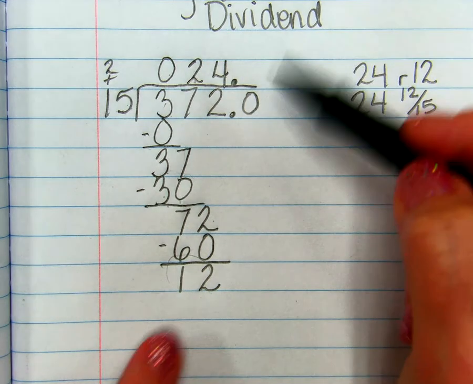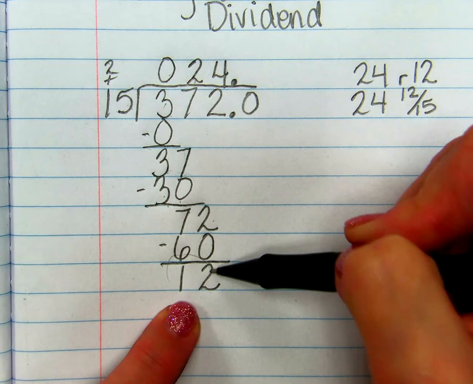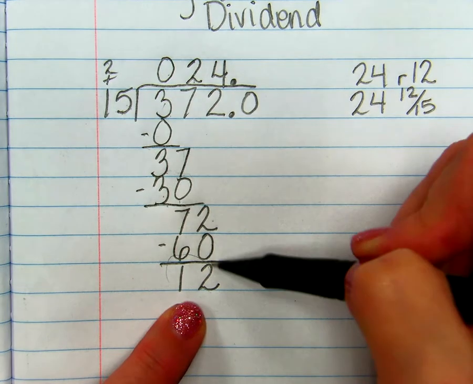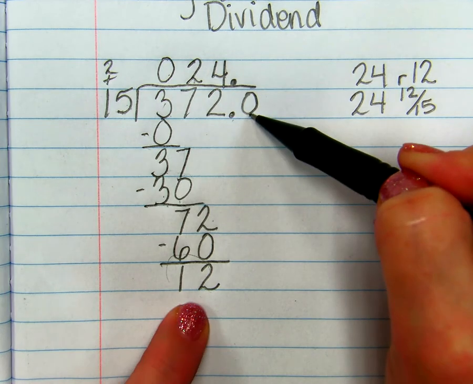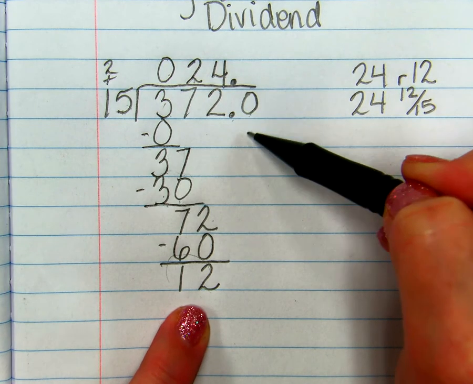So once we check that 12 is less than 15, we see we have a remainder. We put the decimal, add a 0 in the tenths place, then we can bring it down.